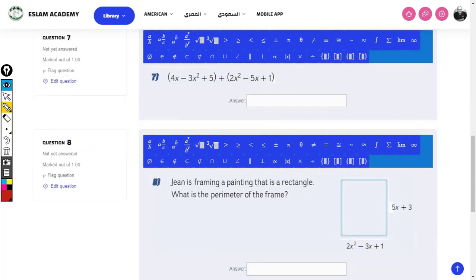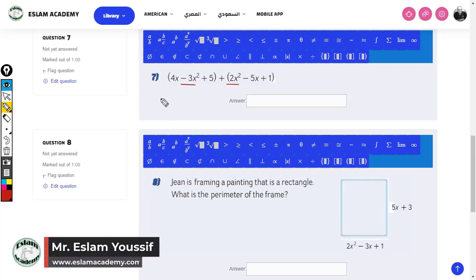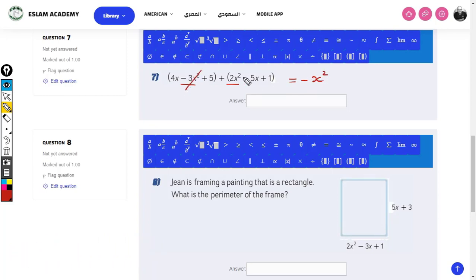In this problem, we need to add the two expressions. Adding two expressions, we need to write the answer in standard form. Now we need to underline the like terms. We have negative 3x power 2 and positive 2x power 2. By adding, you will find that the answer is negative x to the power 2. Now we have 4x and negative 5x. 4x minus 5x will be negative x. Now we have 5 plus 1, the answer will be equal to 6.